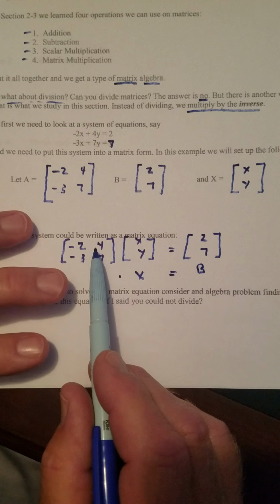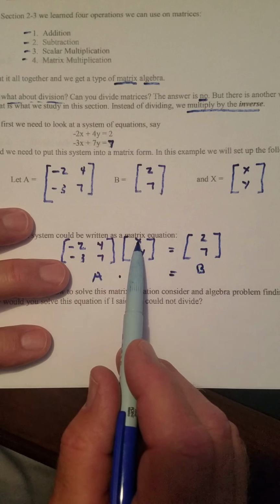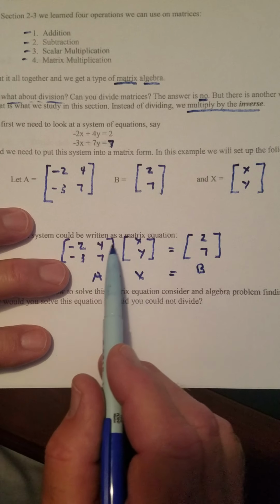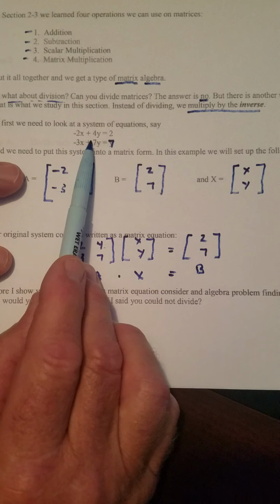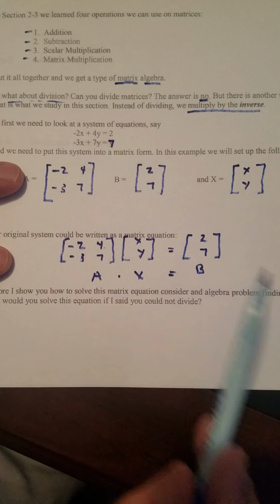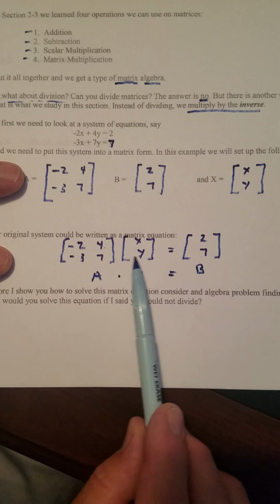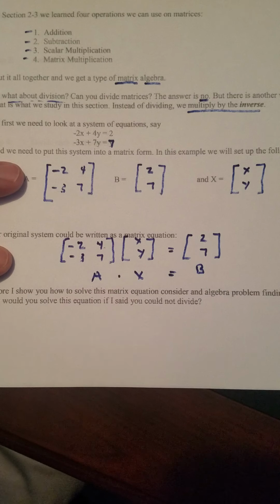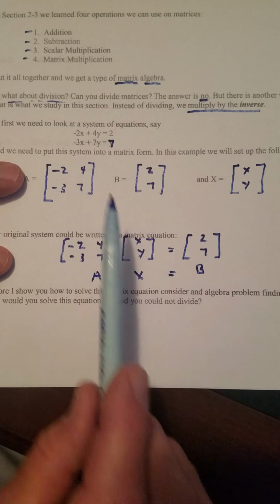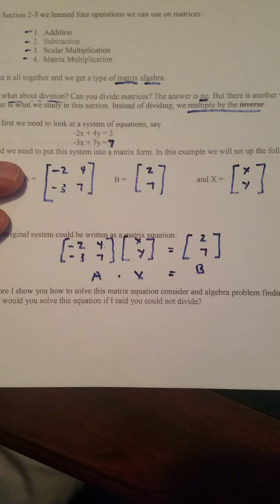And look at this part right here. Remember, you take rows times columns, so if I take negative 2 times X, that's negative 2X plus 4Y. That's the same thing I had up here, negative 2X plus 4Y, and that would be equal to 2. If I took the bottom row times this, it's negative 3X plus 7Y equals 7. So all I did was take the system I started with up here and rewrite it in matrix form.